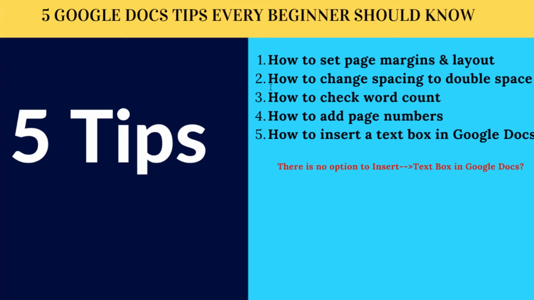Number 2, how to change spacing to double space, 1.5 space, how to check word count. And now Google Docs has a feature of simultaneously checking the word count while you are typing. Then we will see how to add page numbers, and there are few things about page numbers which you should know. And then finally we will see why there is no option to insert a text box in Google Docs and how can we insert a text box in Google Docs.